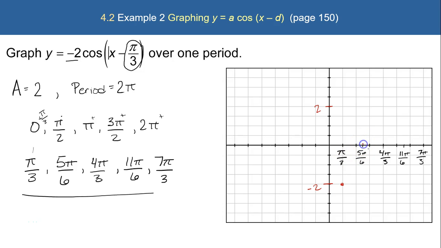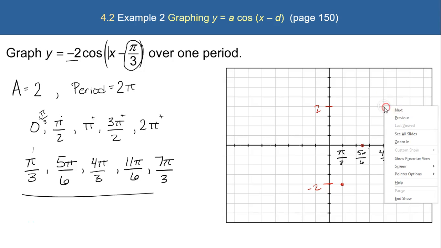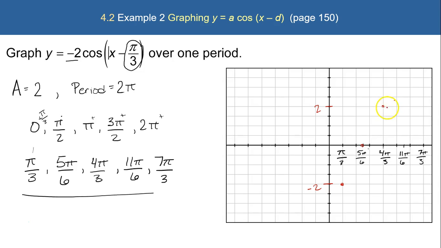that was where it's going to cross the x-axis. And then 4 pi over 3 up at 2. Okay, and then at 11 pi over 6, it's going to cross the x-axis again. And then 7 pi over 3 back down at -2. Now let's draw a smooth curve through all of these points. And there you have it, a curve going through all of these 5 points. That is a cosine wave. Will look just like this one right here.